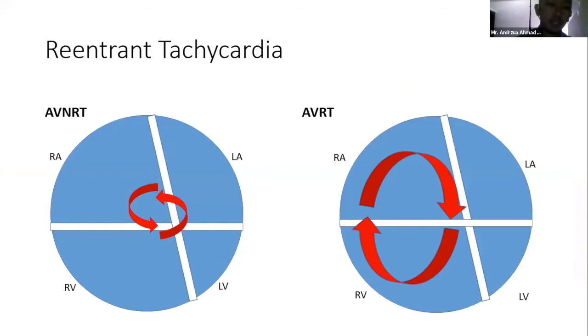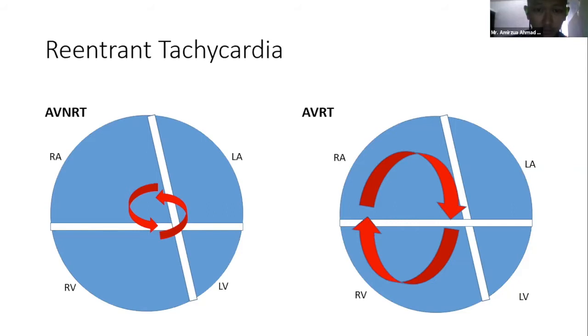Okay, on this diagram, it's the difference between AVNRT connection and AVRT connection. AVNRT connection only involves somewhere around the AV node. It does not need the atrial connection or ventricular connection or another accessory pathway. But in AVRT, it needs the atrial side, AV node side, ventricle side, and pathway. So by understanding this simple diagram, it will tell us how we get the values during our entrainment.